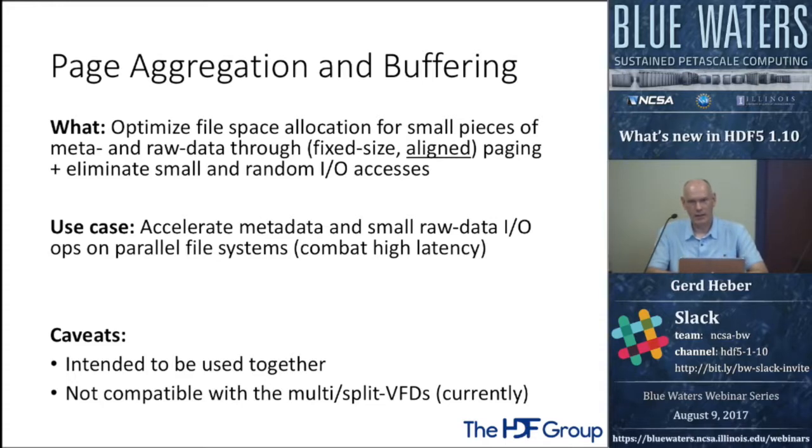So if you take any file system, but in particular parallel file systems like Lustre, for example, they are very sensitive to whether your reads and writes are aligned with Lustre paging and blocking constraints. And that way, if you want to accelerate metadata and small raw data I/O operations, in particular in parallel file systems, that's where this should be beneficial.